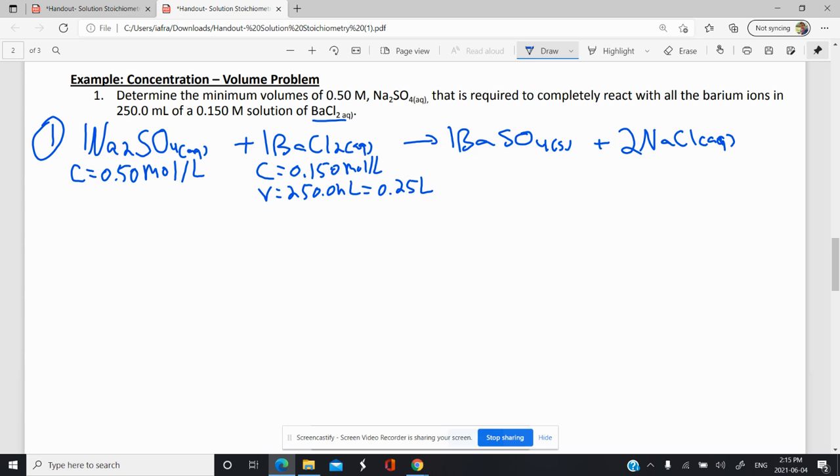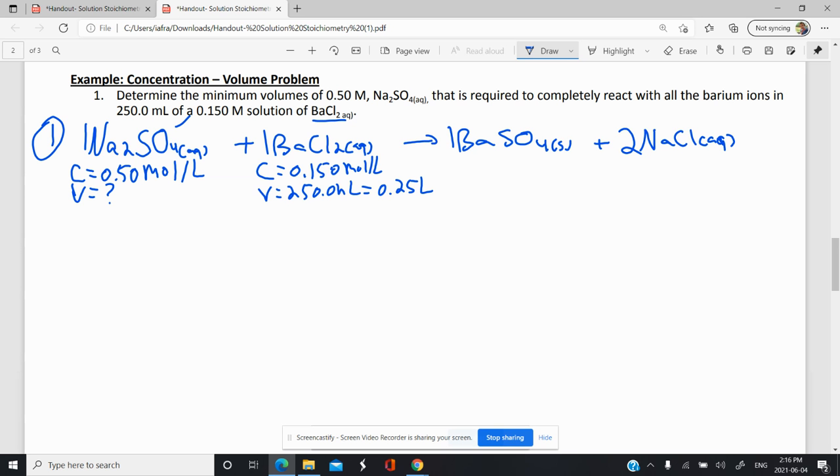Now, what exactly are they asking me for here in this question? What variable do you think they're asking me for? Right. So don't be too confused by the minimum volume part. That just means what volume of this do I need to react exactly with barium chloride? Like so that there's no excess, there's no limiting, that they react perfectly with each other. What volume do I need? That's what they're asking there. That's all they're asking for in this situation.